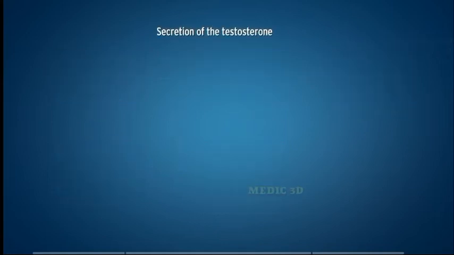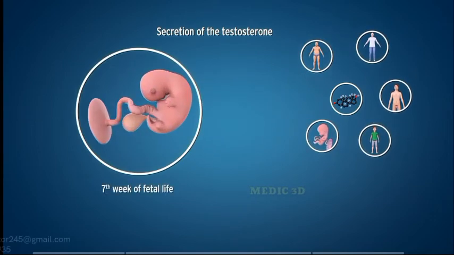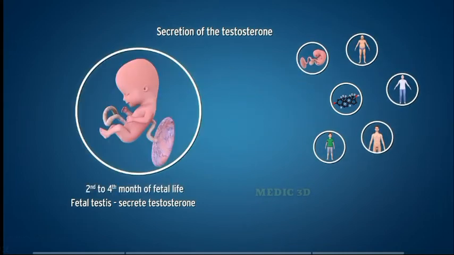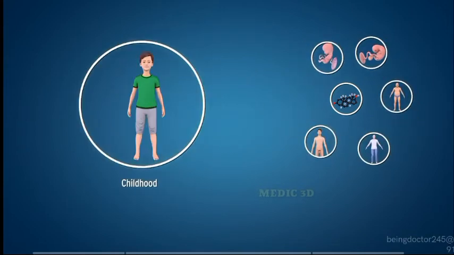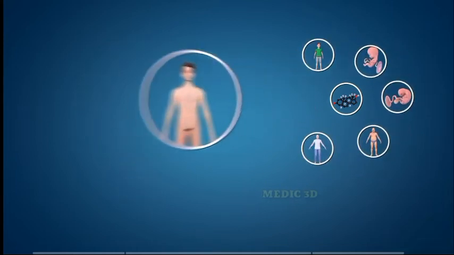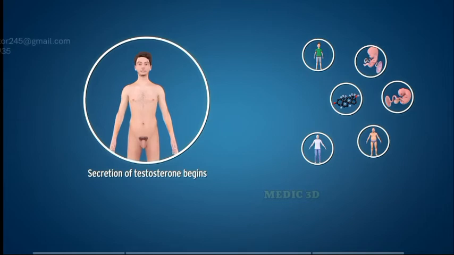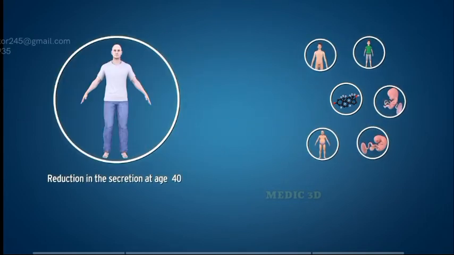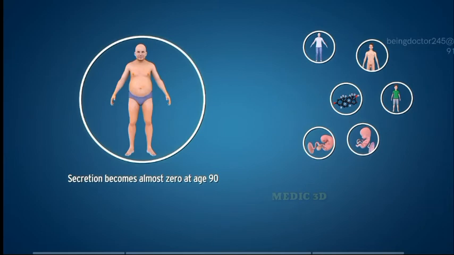The secretion of testosterone begins at the 7th week of fetal life, and the fetal testis begins to secrete testosterone at about the 2nd to 4th month of fetal life. In childhood, there is no secretion of testosterone, and the secretion begins at the onset of puberty. However, there is a reduction in the secretion of testosterone at 40 years, which is called andropause, and the secretion becomes almost zero at 90 years.